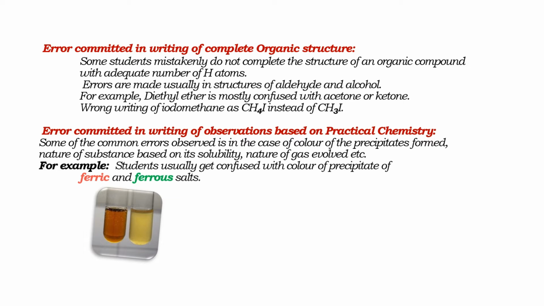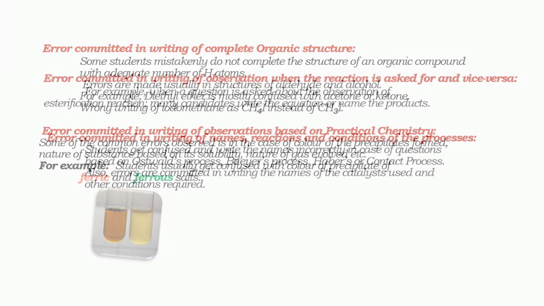Error committed in writing of observations based on practical chemistry. Some of the common errors observed in this case are the color of the precipitate formed, the nature of the substance based on its solubility, the nature of the gas evolved, etc. For example, students usually get confused with the color of the precipitate of ferric and ferrous salts.